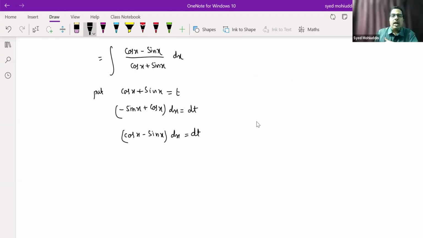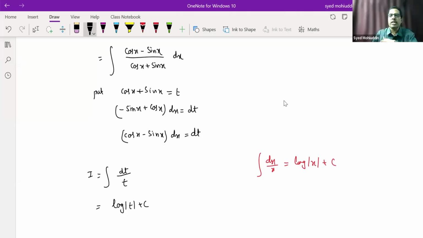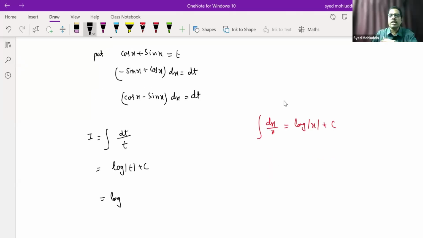Is this not the numerator value you have? So (cos x minus sin x) into dx is giving us dt, and the cos x plus sin x value is giving us t. Therefore, what is the integral of dt by t? We know this formula, integral of dx by x will always be log of mod x plus the constant of integration c. Therefore, you'll get log of mod t plus c. But we have taken t to be equal to cos x plus sin x, so the answer is log of mod (cos x plus sin x) plus the constant of integration c. That will be the required solution.